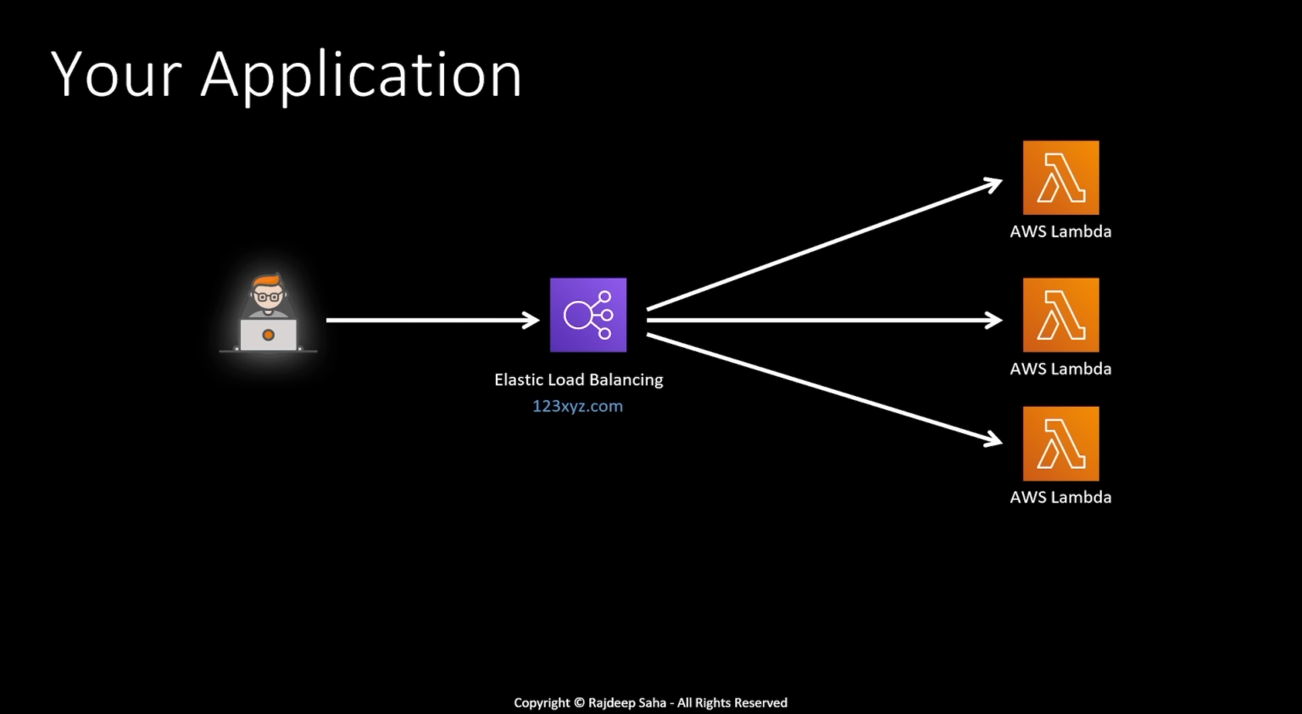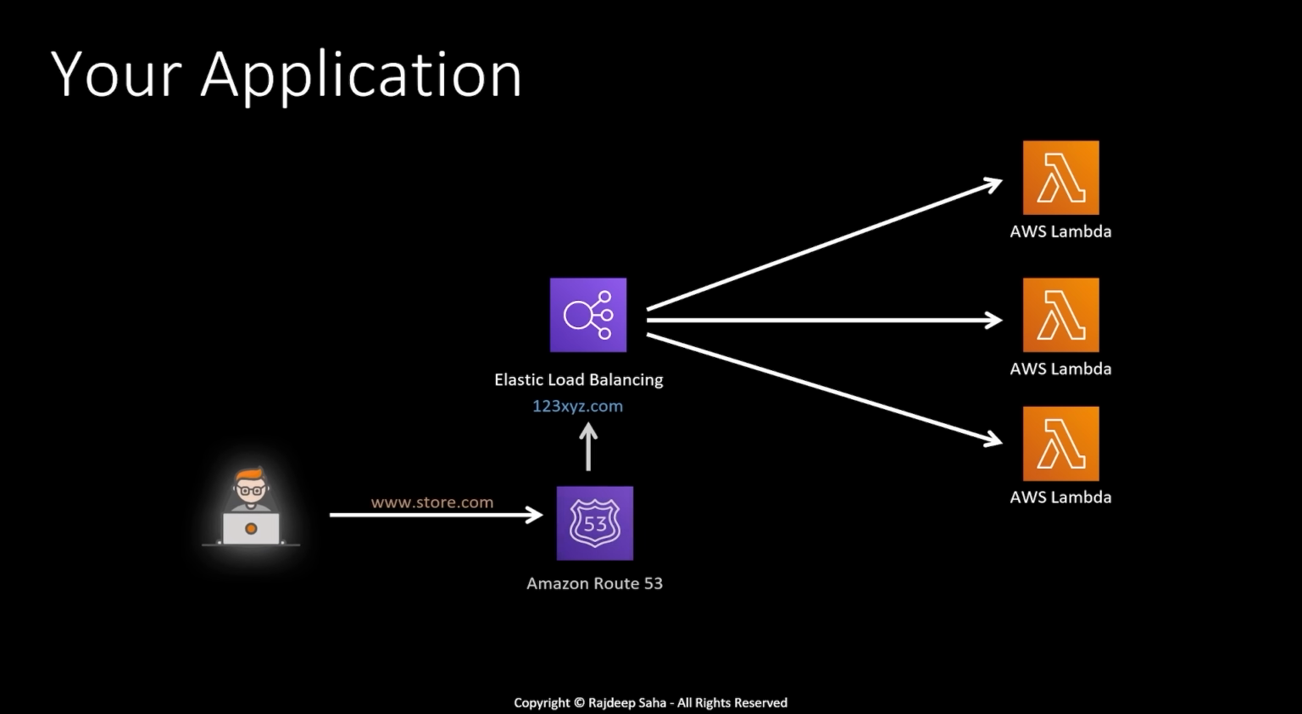Now, what if your application should be exposed with a website that you already have, such as www.store.com? How would you solve that? Because Elastic Load Balancer gives you the DNS. Well, you can use Elastic Load Balancer with a DNS service such as Amazon Route 53. So anytime user invokes www.store.com, the traffic first goes to Amazon Route 53, and from Route 53, using an alias or an A record, those traffic can be forwarded to this load balancer.